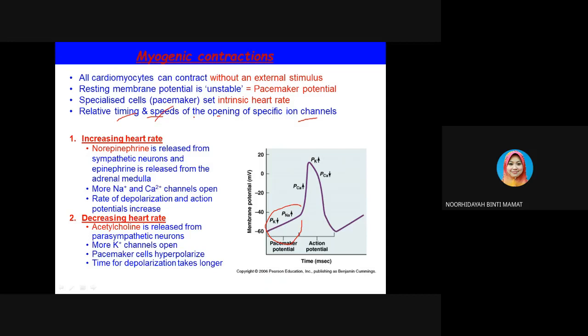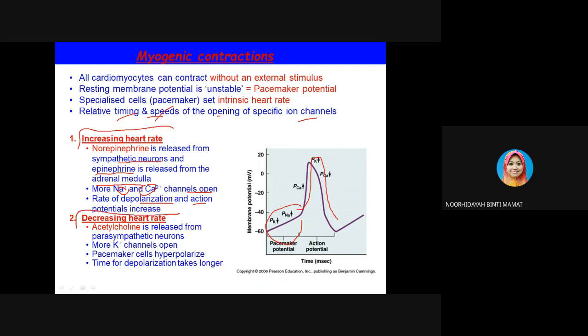So we go to the first one, which is increasing the heart rate. The hormone involved in increasing the heart rate is norepinephrine. Norepinephrine is released from sympathetic neurons, and we also have the epinephrine hormone, which is released from the adrenal medulla. So more sodium and calcium channels will open, and it will increase the rate of depolarization, and also increase the rate of action potentials. So this is the action potentials.